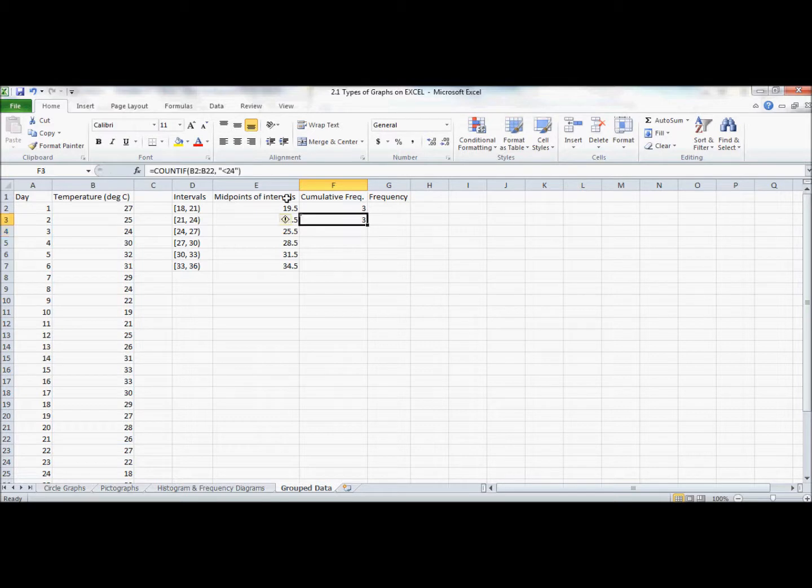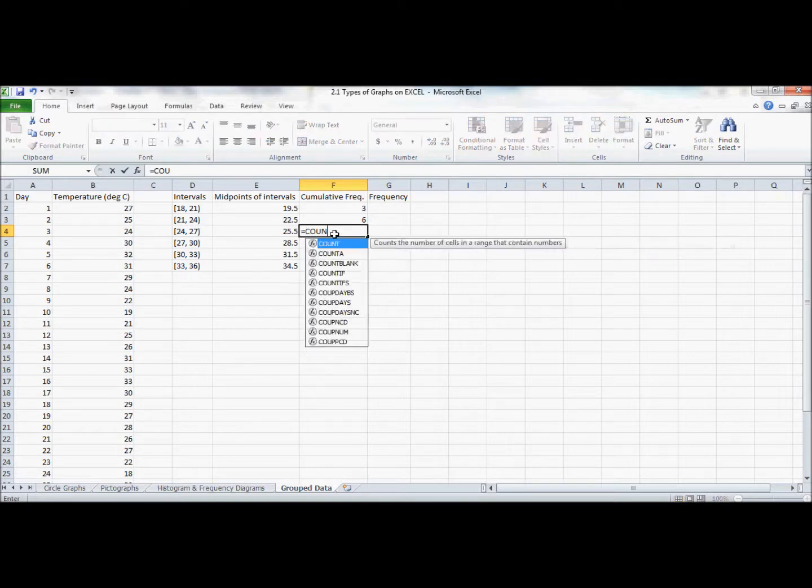But that's okay because we're calculating cumulative frequency. Oh, and I just noticed I made a mistake with this formula, so let's go back and fix that. That should be up to B32. So what this means is that we know there's six values that are less than 24 degrees, which based on this chart, we know that there has to be three in each of those categories. So we'll work out the frequency part after.